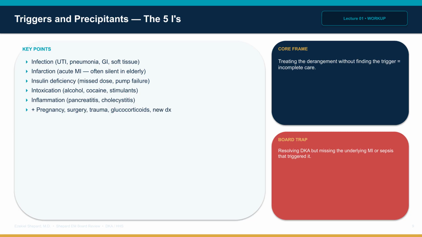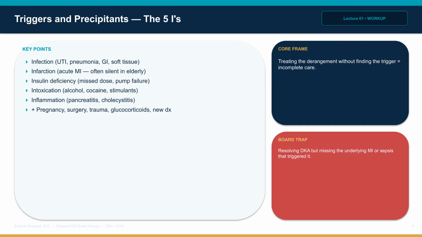The classic mnemonic is the 5 I's. Infection: a UTI, pneumonia, gastroenteritis, skin and soft tissue infection. Could be infarction, so an acute MI, especially in the elderly. Insulin deficiency, so did they miss a dose? Are they using expired insulin? Is there a pump failure?